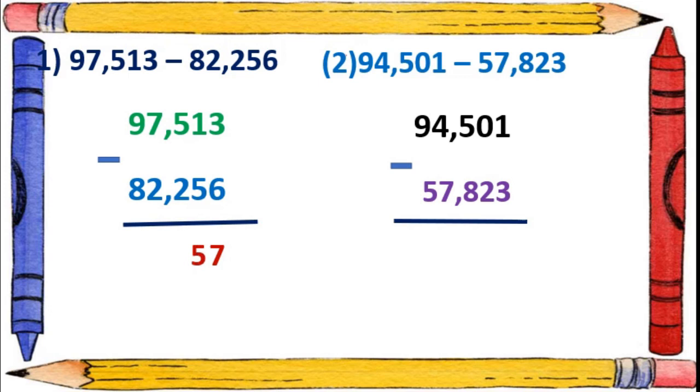Now in the hundreds place 4 remain, so 4 minus 2 is equal to 2. In the thousands place 7 minus 2 is equal to 5. And in the 10,000s place 9 minus 8 is equal to 1. So the answer is 15,257. What is your answer? If it is right, then put tick mark or right mark. Okay. Now we will move to the second one.